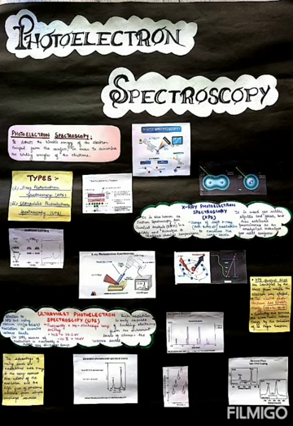Today I am going to explain PES, photoelectron spectroscopy. Photoelectron spectroscopy works on the process of photoelectric effect. The photoelectric effect refers to the phenomena in which electrons are emitted from the surface of a metal when light strikes it. The characteristic features of photoelectric effect are as follows.